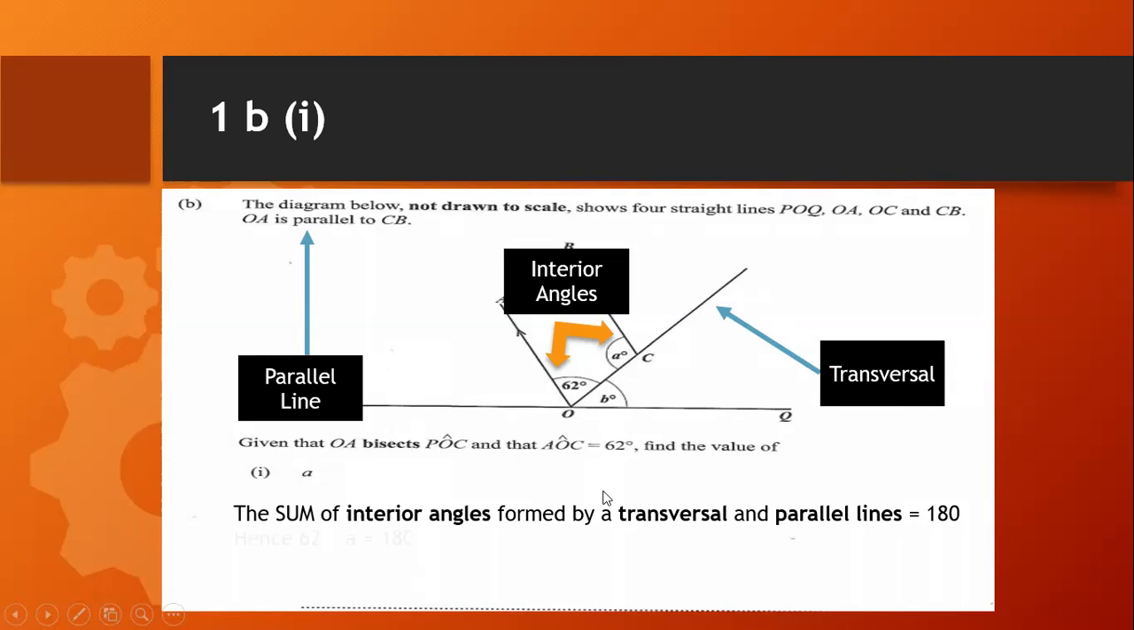In other words, 62 plus A will give me 180 degrees. Any questions there? Next, then A is going to be 180 take away 62, which is 118 degrees. So that answers this question here. A is going to be 118 degrees. Any questions there? Take a minute and absorb the material.